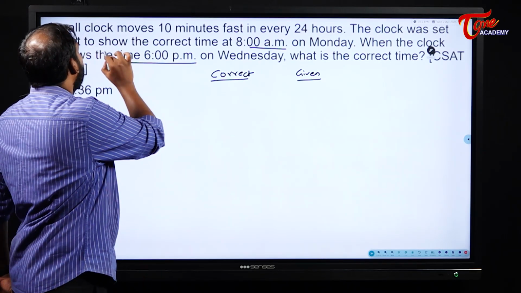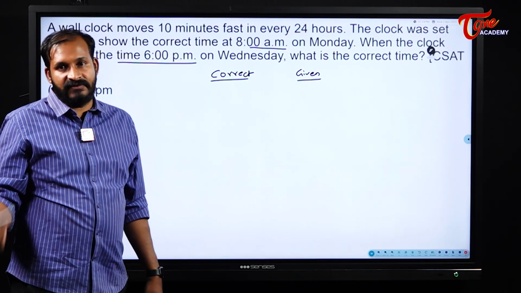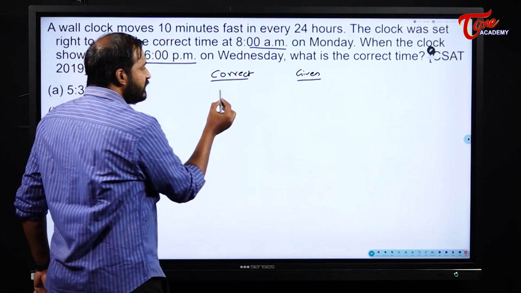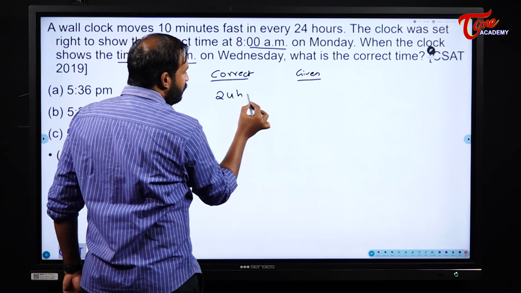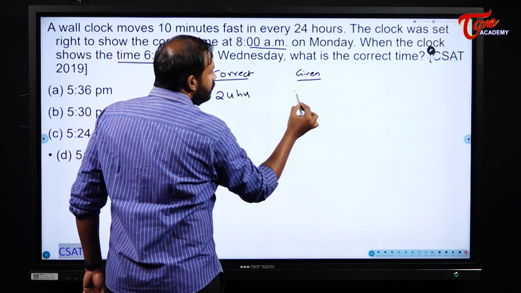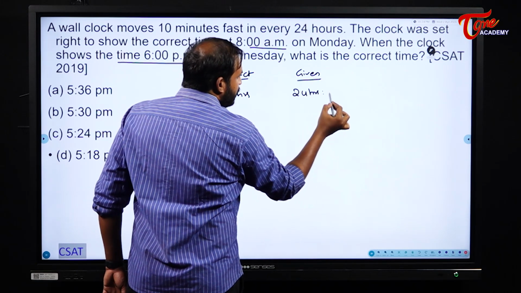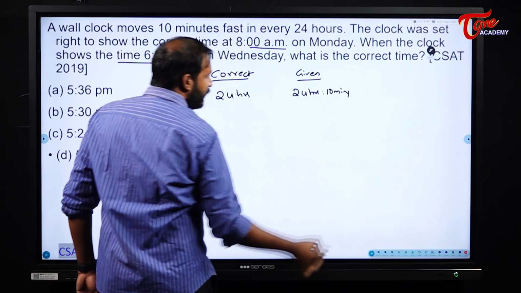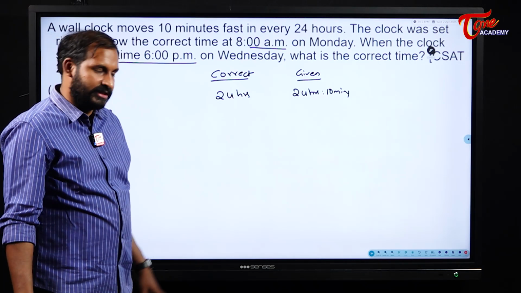See here, a wall clock moves 10 minutes fast in every 24 hours. That means, in a correct clock if it shows 24 hours, the given clock will show 24 hours 10 minutes. Okay, good.